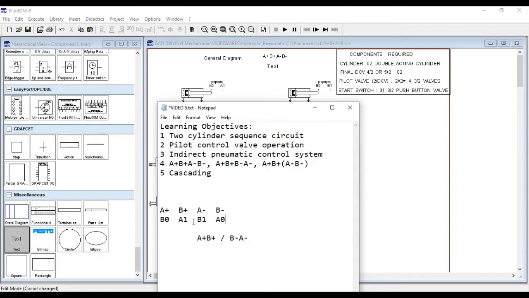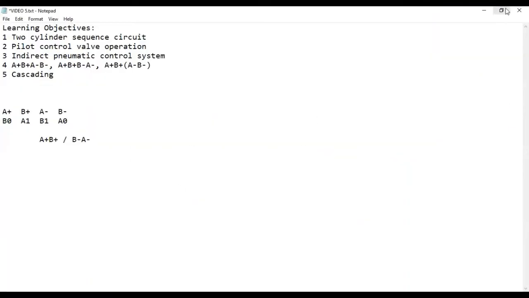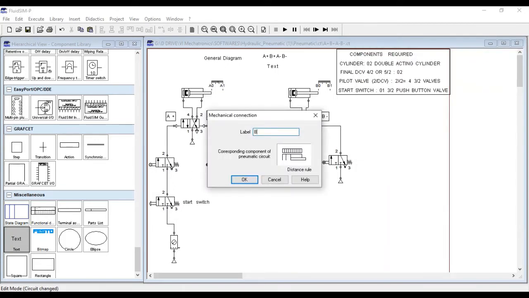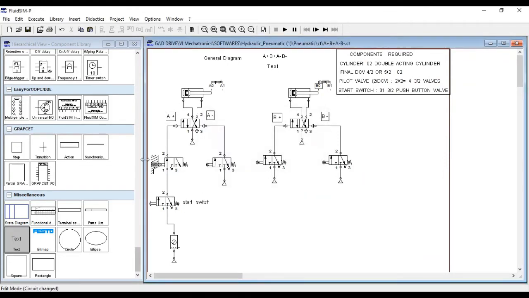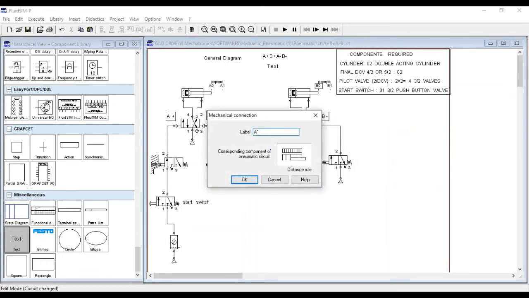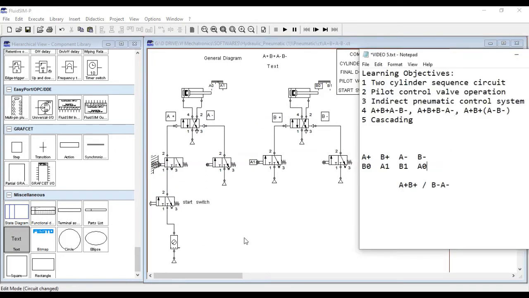So you have to just see that this is ready with you. Now your circuit is ready. Now according to the sequence, what I want is A plus. A plus will occur when B0 will be on. So just label this as B0, right? So if B0 is on, this will be working. Now next, I want B plus, the condition is A1. So where is B? B cylinder, B plus here. So its previous valve is nothing but this A1. Okay, clear? For A plus we need B0, for B plus we need A1. Now similarly for A minus we need B1.